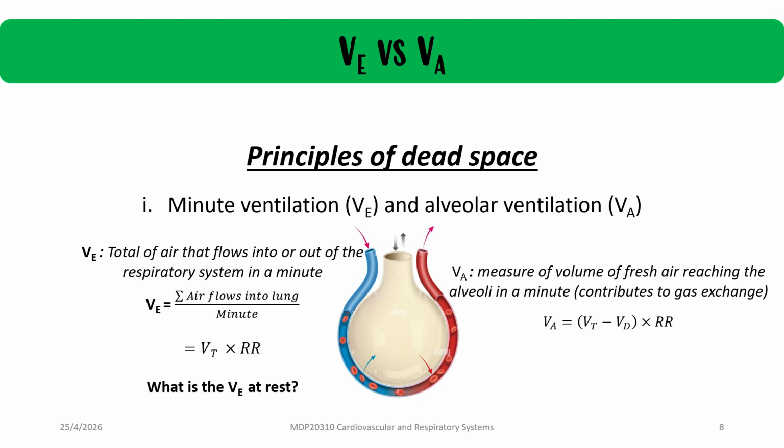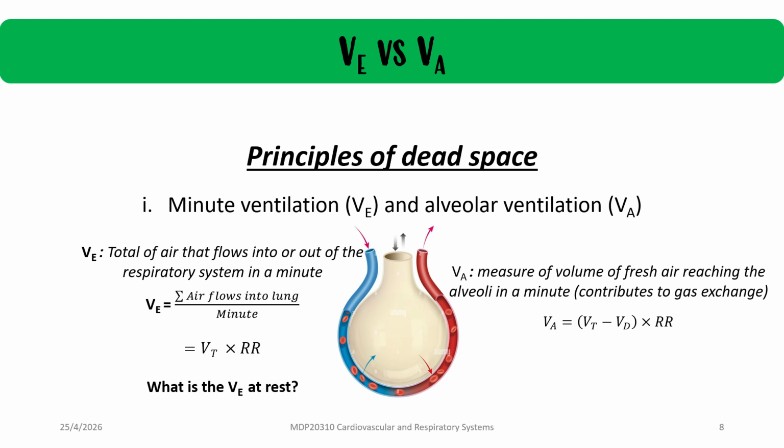shown in this slide. Despite that, only alveolar ventilation contributes to gas exchange, which means not all of the tidal volume that enters the lung will be involved in gas exchange, where some of this air will remain in the conducting zone, otherwise known as the anatomical dead space. Therefore, the alveolar ventilation, the VA, will always be less than the minute ventilation.